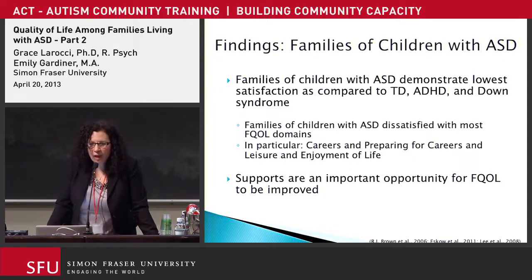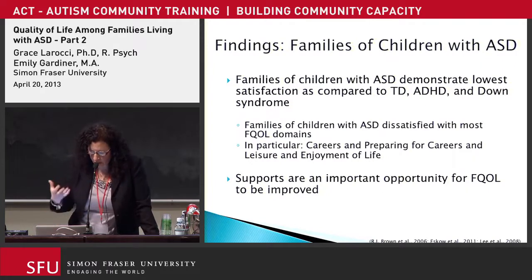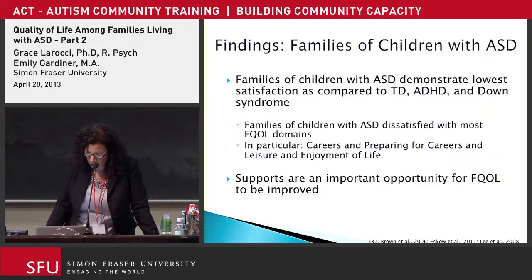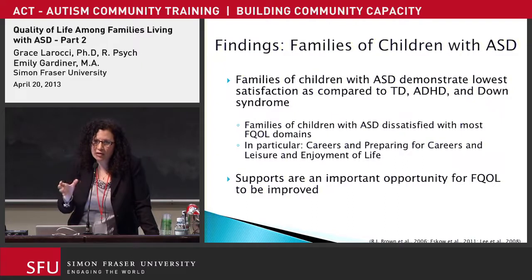Okay, now specifically on families of children with ASD, what we know in the literature already is that they demonstrate the lowest satisfaction as compared to typically developing families, families with ADHD, and those with Down syndrome. So the families with ASD seem to be coping the least well in terms of their rated satisfaction. And supports, again, are another key factor, even with families with ASD: the supports that they're given can make a big difference in how they view their quality of life.